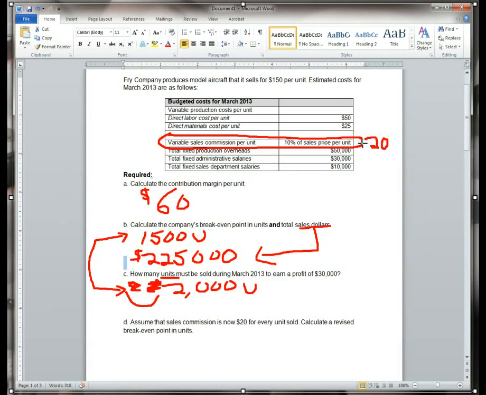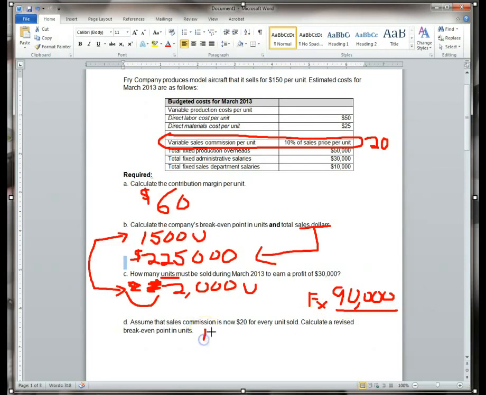All right. What's the revised break-even point? So same formula as before, right? First thing we need is the fixed costs. And we've calculated the fixed costs already. If we're doing this all at once, the answer would be on here already. But it's 50, 60, 70, 80, 90,000. Over your contribution margin per unit.